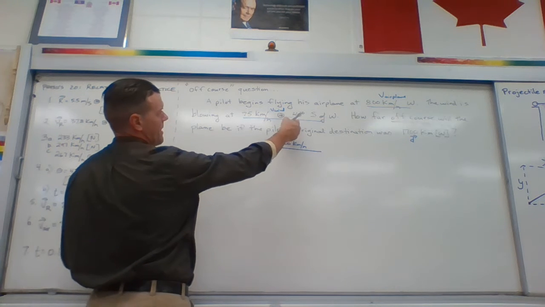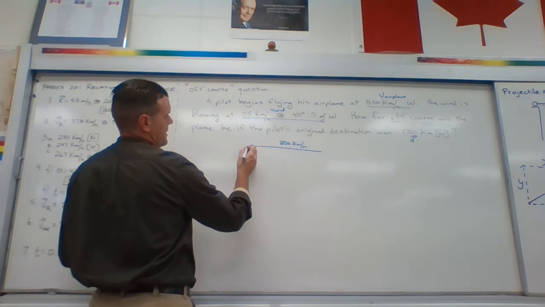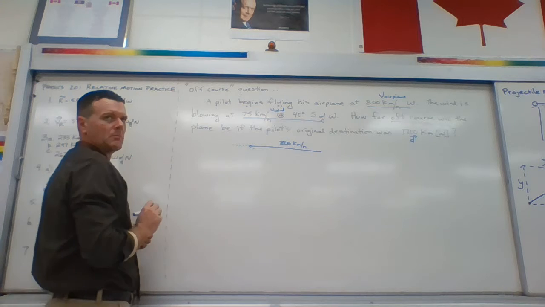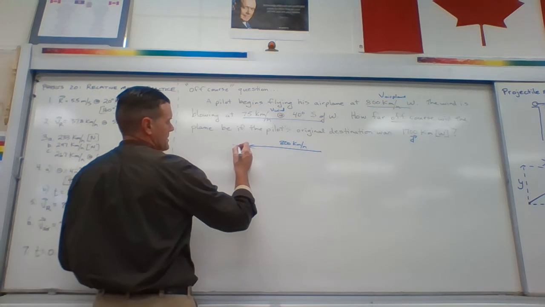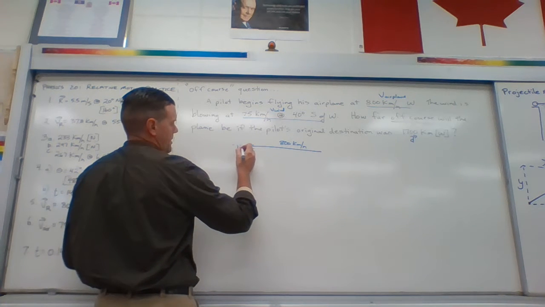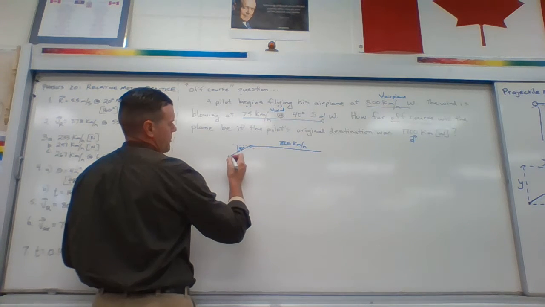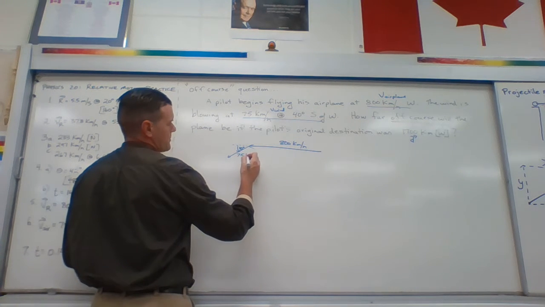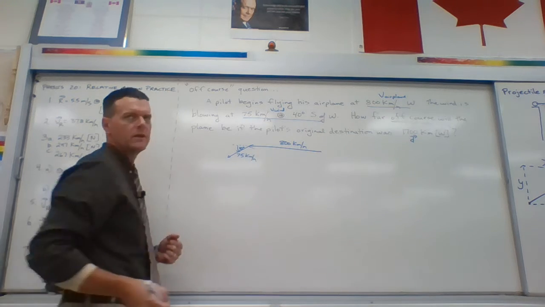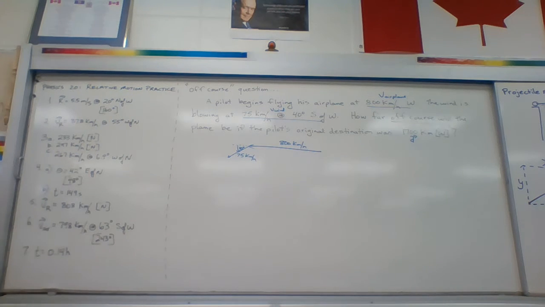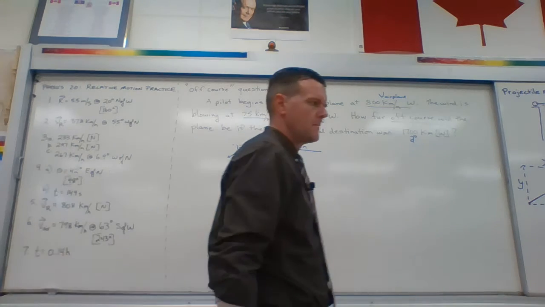So 75 kilometers per hour, 40 degrees south of west. So the wind isn't blowing straight west. It's blowing 40 degrees south of that. So I'll just draw a little vector angle like this. And, roughly proportional. Obviously, 75 kilometers per hour is a lot less than 800. So, we're just sketching it, of course. It doesn't have to be amazing.